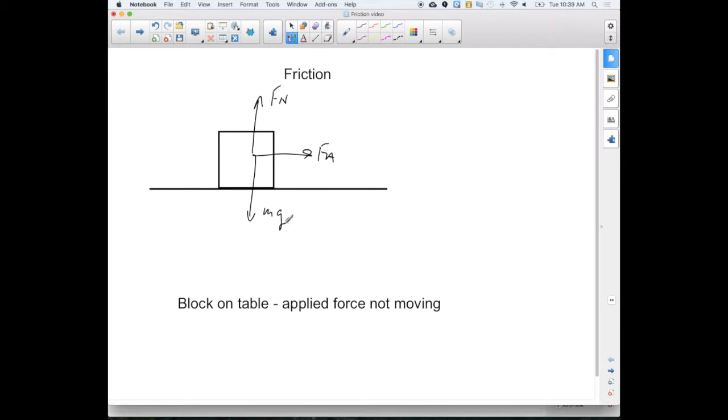And if the object is not moving, or at least not accelerating, there must be an opposing force in this direction, which we're going to call friction. So in this case, the sum of the forces in the x direction is plus F applied minus force of friction. Not accelerating, therefore this equals 0. The sum of the forces in the y direction is the normal force minus gravity, which is mg, and that also equals 0.